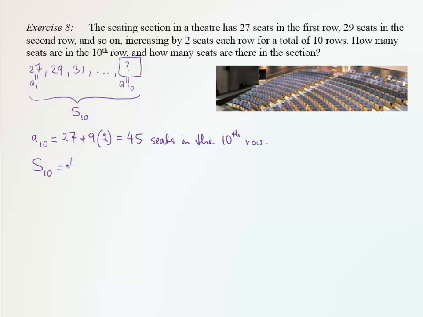And to answer the second part of the question, we need to calculate S10. S10, according to the formula, is 1/2 of times the number of terms, which is 10, and then the first term, which is 27, plus the last term, which we just calculated to be 45. Okay, we can reduce the 2, and we have 5 times, this is 60, 72. 5 times 72 becomes 360. So there's 360 seats in the whole theater.